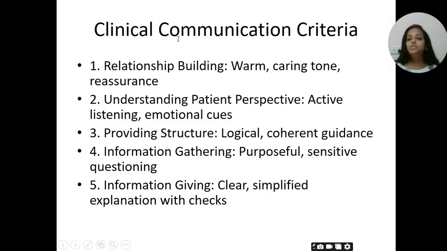So, here the first parameter is the relationship building. This is very important because it evaluates how well you can initiate and maintain a respectful, empathetic, and supportive interaction. It involves engaging the patient with a warm and caring tone, acknowledging their concerns, and making them feel heard and reassured throughout the consultation.